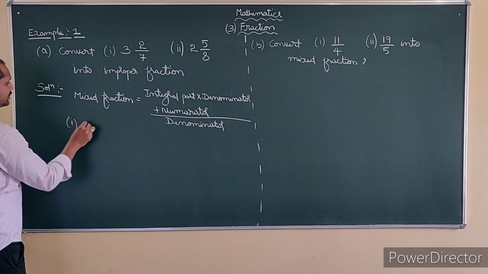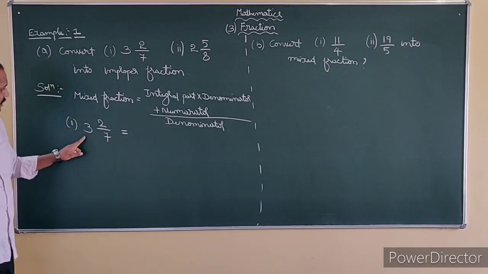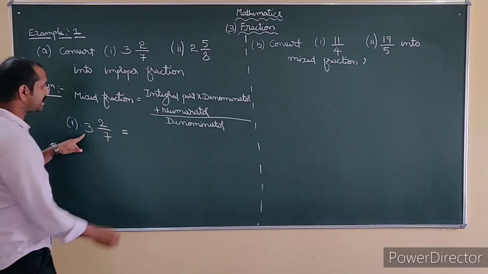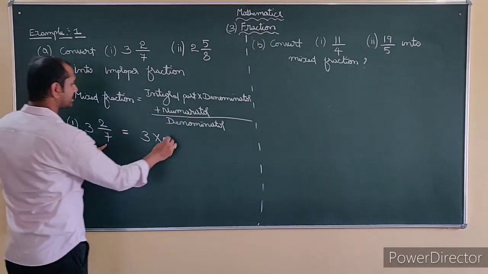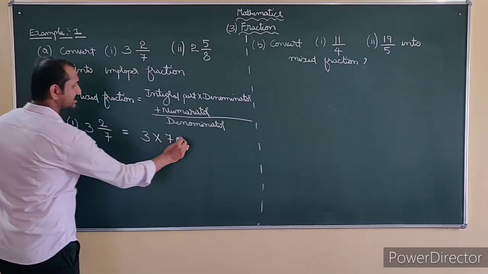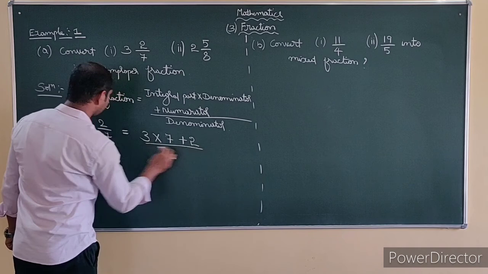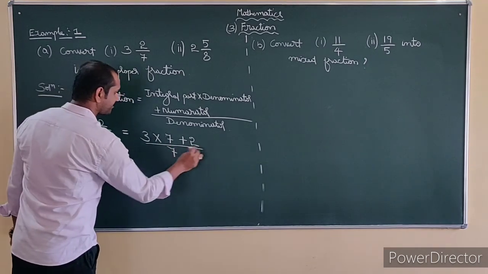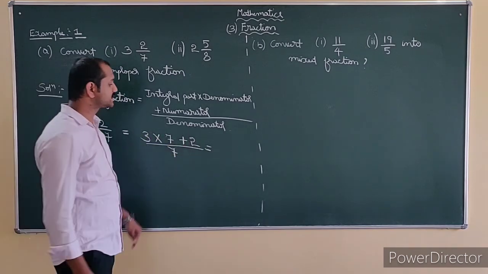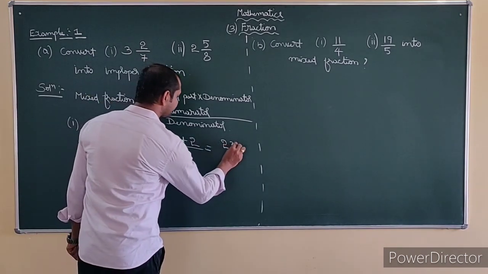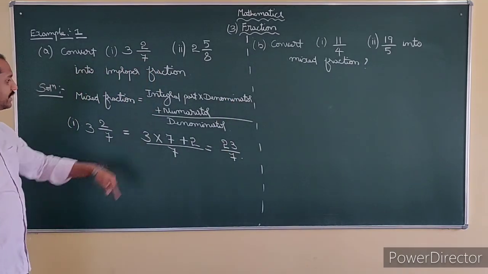First problem, 3 2 by 7. So we already know in this which is the integral part. Integral part is 3. Integral part into which is the denominator? 7 is the denominator. Plus what is the numerator? 2 by denominator, which is 7. So we have 7 3s are 21. 21 plus 2, 23 by 7. Understand? This is the way you need to do.